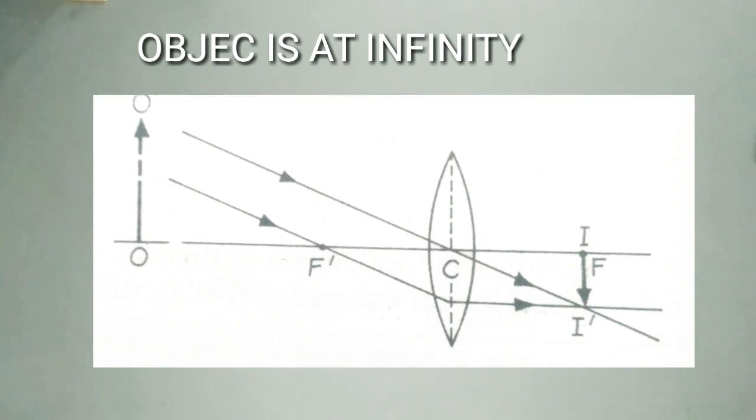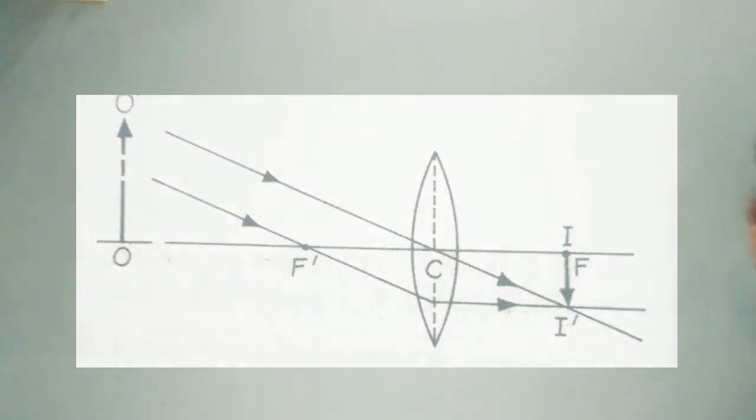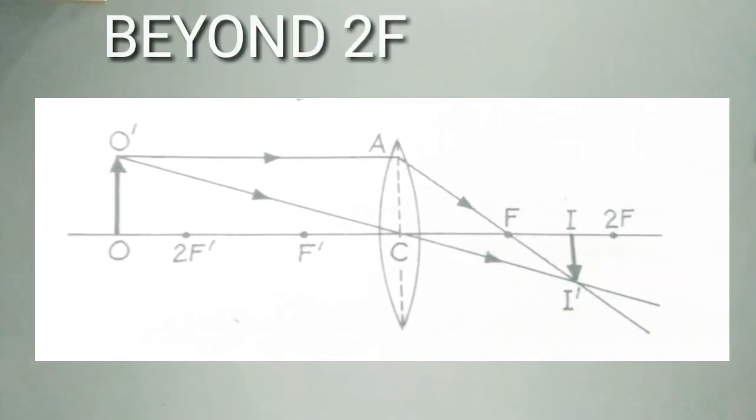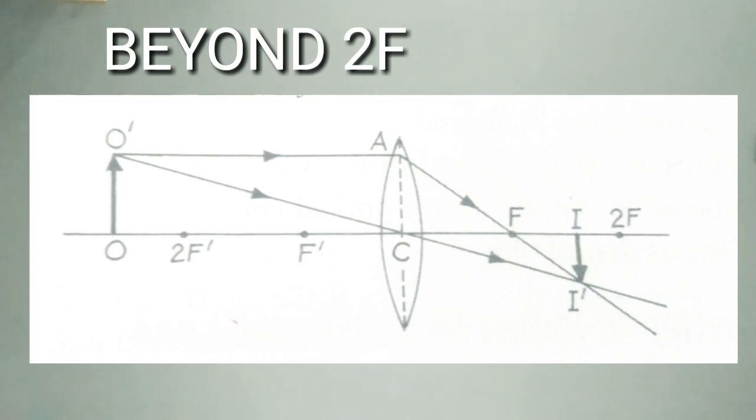depending upon the position. If the rays are coming parallel to the principal axis, at that time the image will be formed at focus, and if the rays are coming parallel to each other but not parallel to the principal axis, then the image will form in the focal plane. And next is case 2, when the object is beyond 2f, or you can say between infinity and 2f. In this case, the image is formed between f and 2f. The image is real, inverted and diminished.